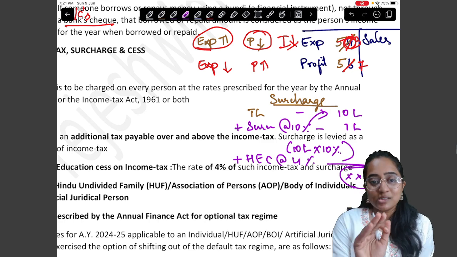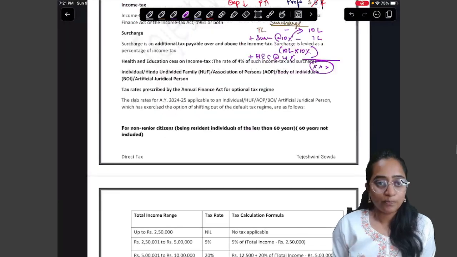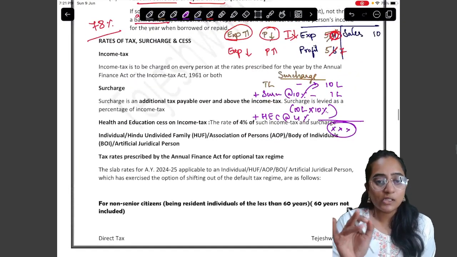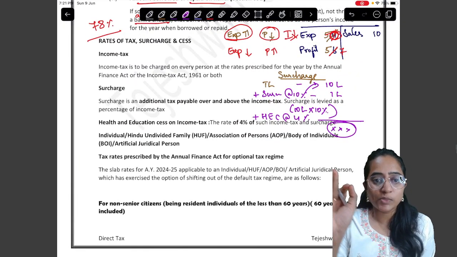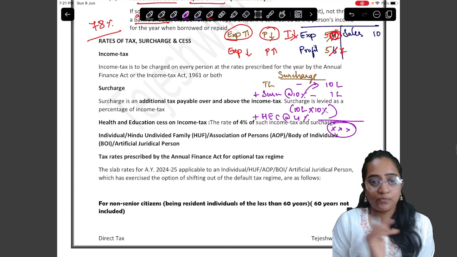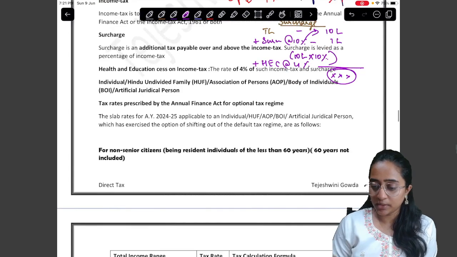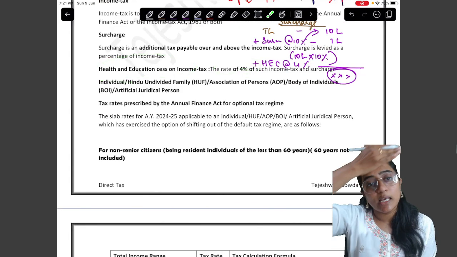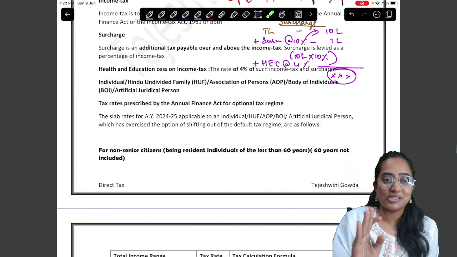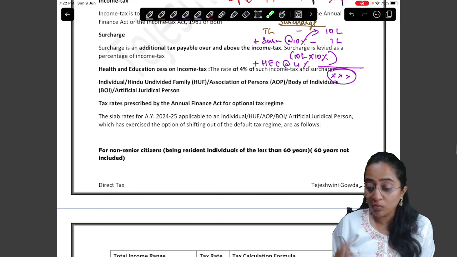More about the surcharge understanding, you will understand once we are moving forward. Need not worry about it. Clear? Well, always remember, surcharge is an additional tax payable over and above the income tax which is being charged. Simple. More about it in further classes. Now, HEC, Health and Education Cess, is going to be 4%. The rate of tax which is applicable for health and education cess is going to be at the rate of 4%.